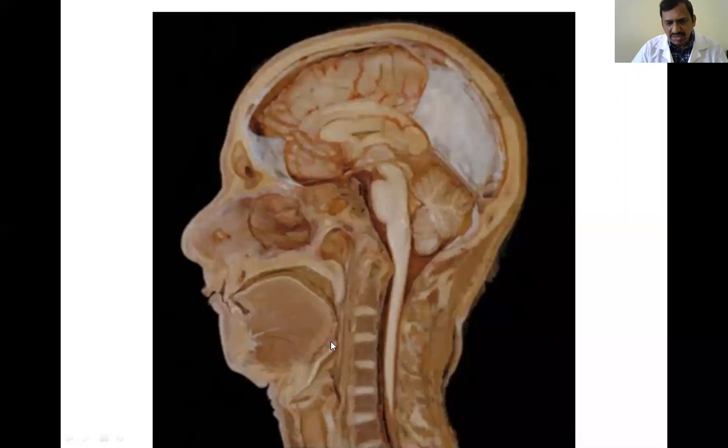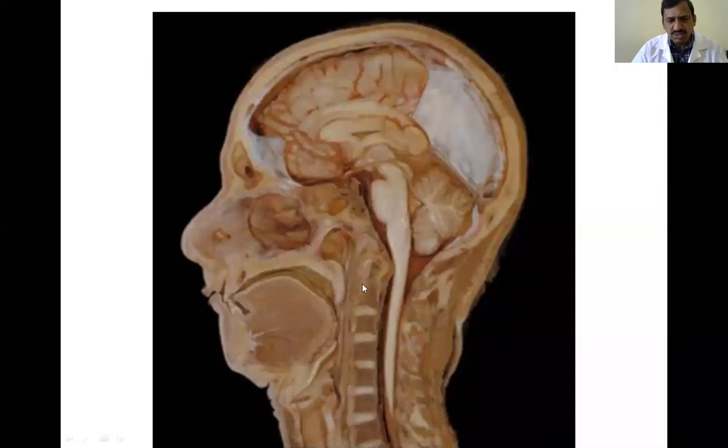And just below that, there is another part. This is the epiglottis. Just below the upper border of the epiglottis, up to the lower border of the sixth cervical vertebra, or the lower border of the cricoid cartilage, this part of the pharynx we call the laryngopharynx. The laryngopharynx extends from C4 to C6. These are all the things we are seeing in the pharynx.